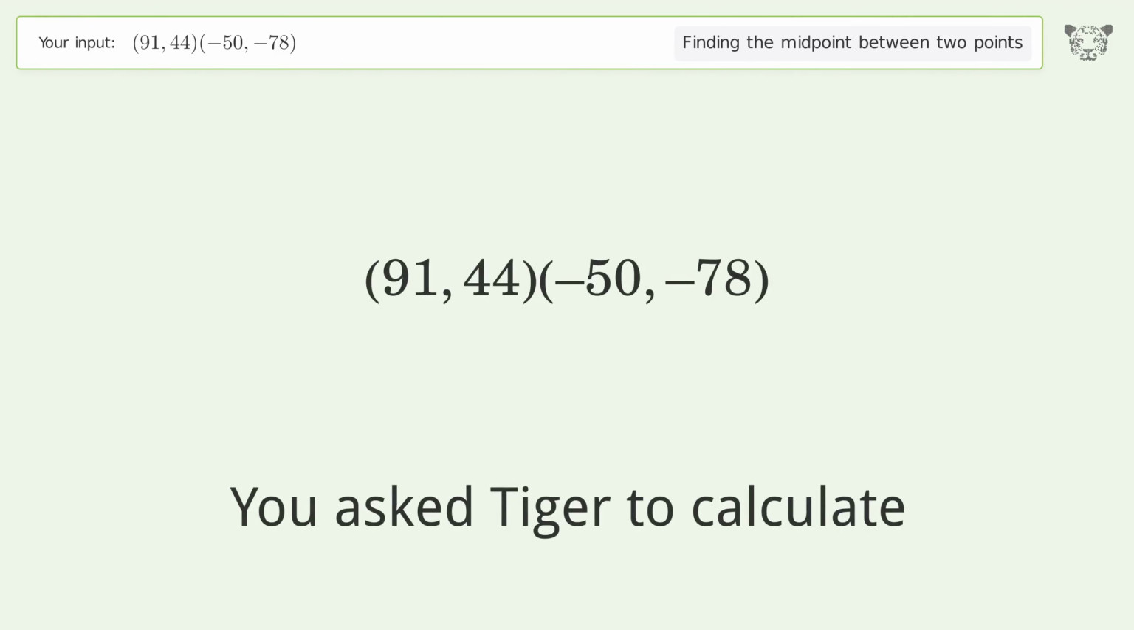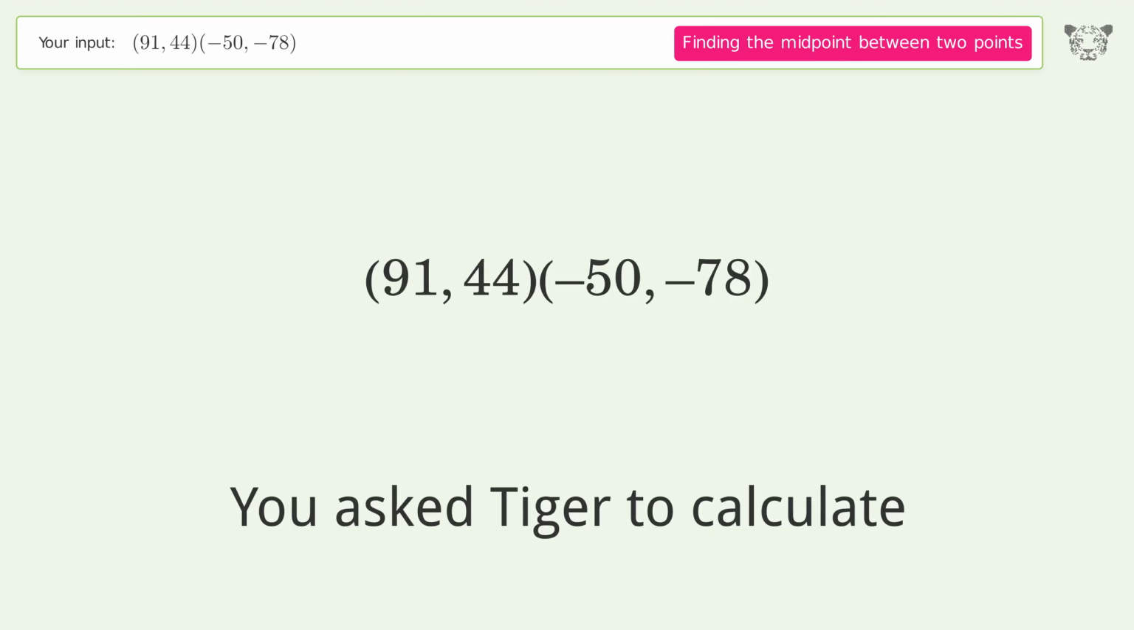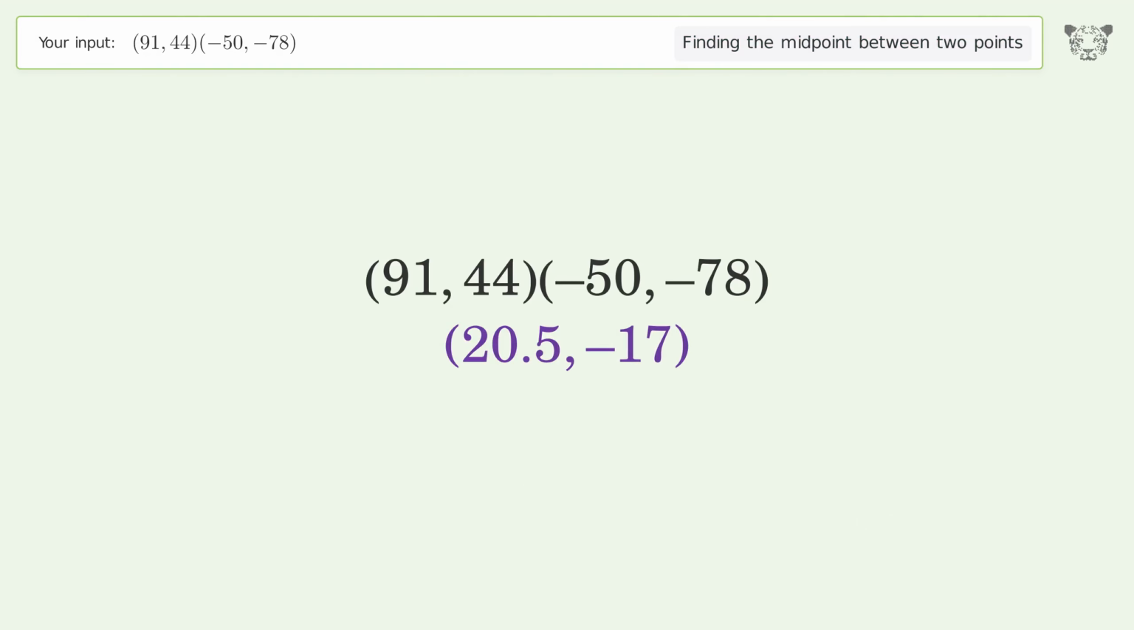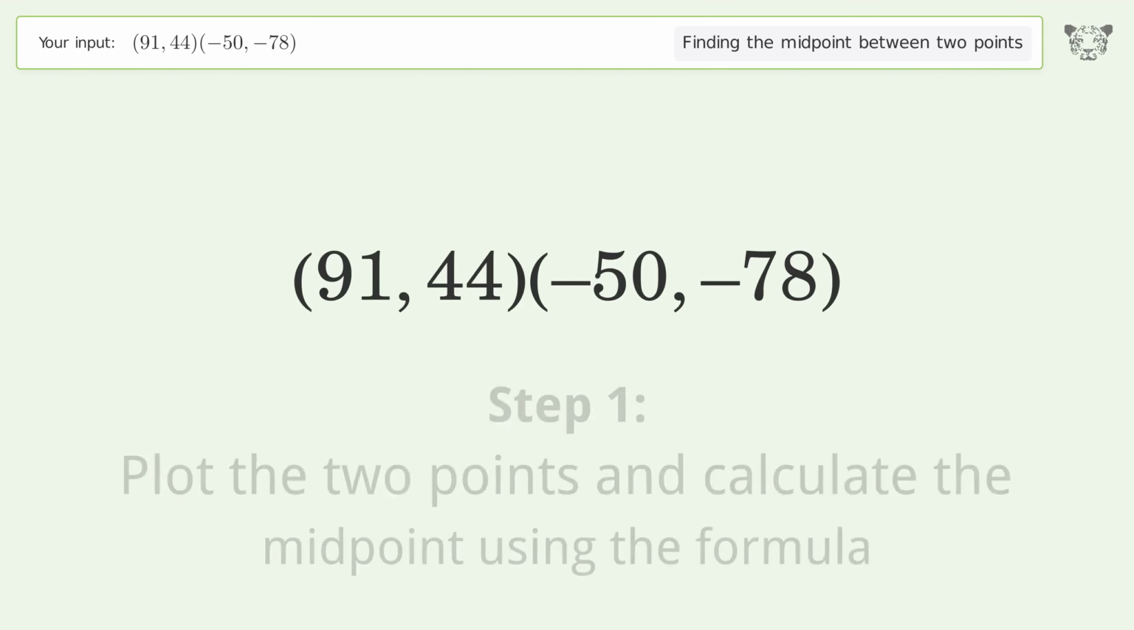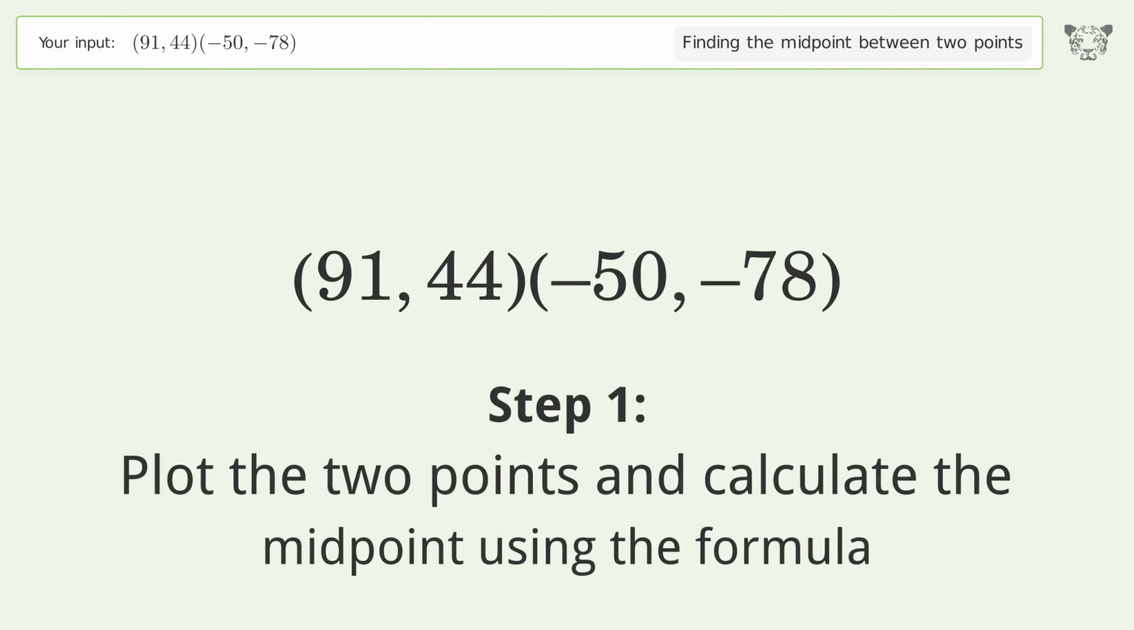You ask Tiger to calculate. This deals with finding the midpoint between 2 points. The midpoint between the 2 points is 20.5, -17. Let's solve it step by step. Plot the 2 points and calculate the midpoint using the formula.